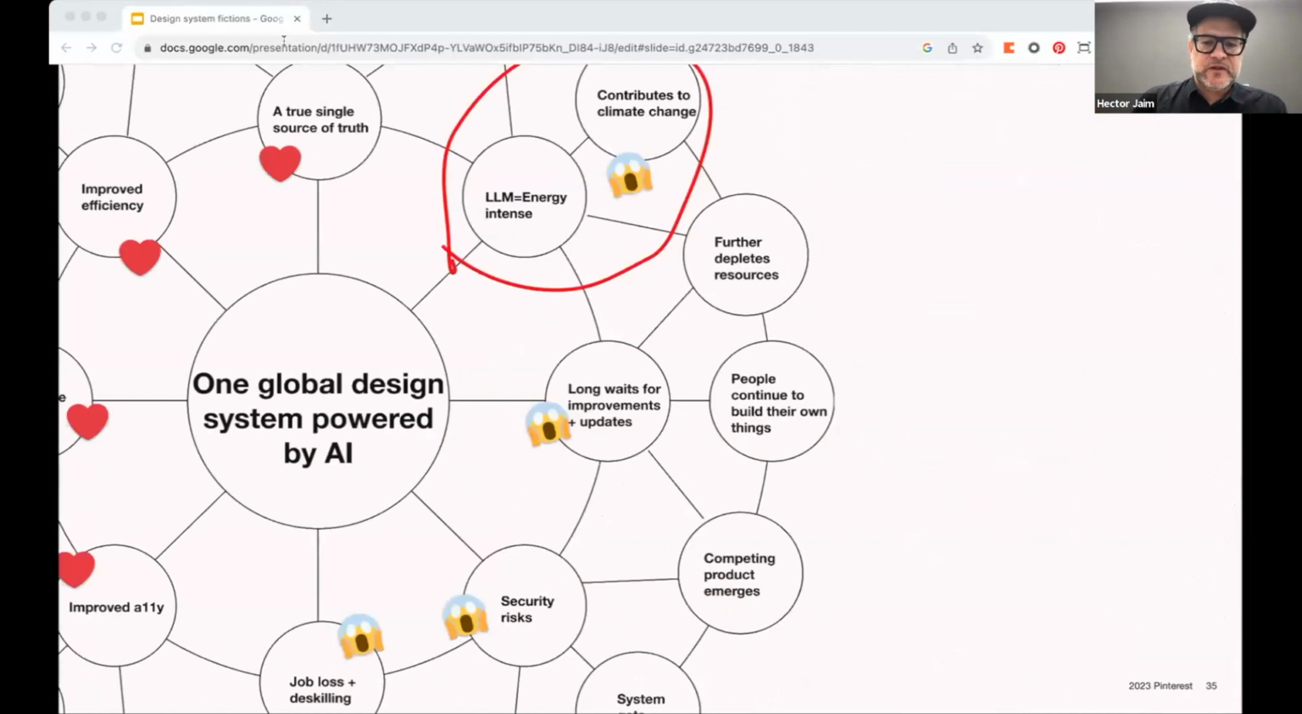And again, there are the things that can happen in your org, and looking outside of things, right? AI is energy intensive, potentially bad for the environment, right? And these are the things that we don't tend to think about as design systems designers and practitioners.